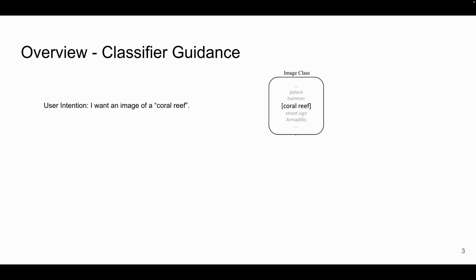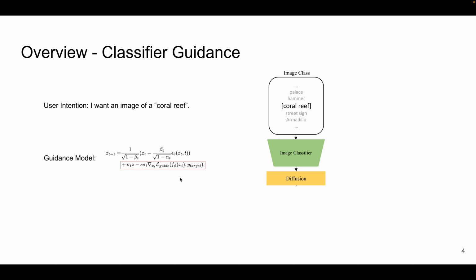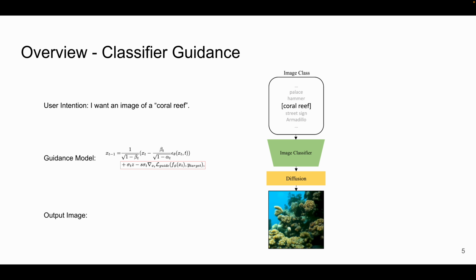In classifier guidance, user intention is given with a specific class. For example, a crawl leaf. If we have an image classifier which can handle those images in the diffusion process, we can guide the diffusion denoiser model with the gradient of the classifier.